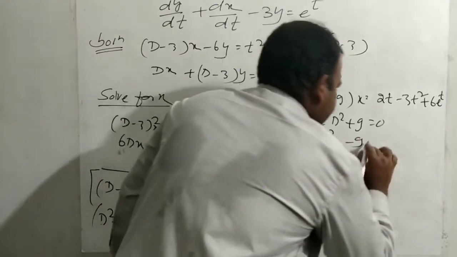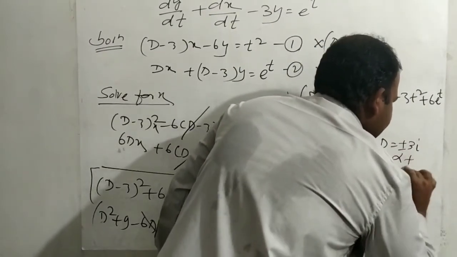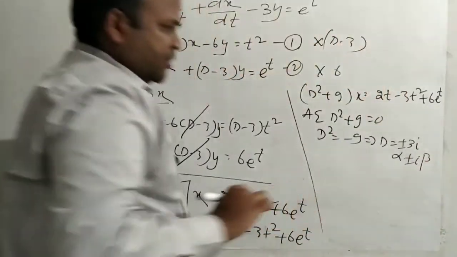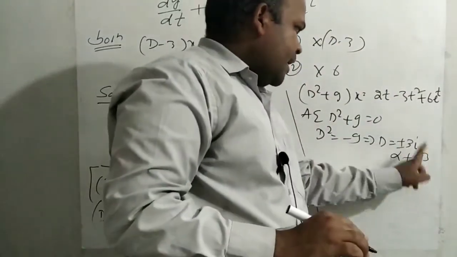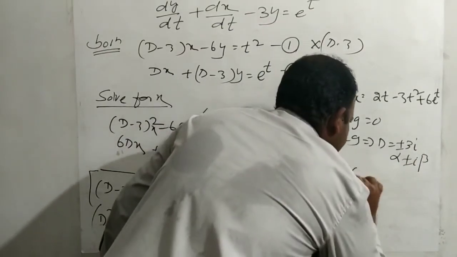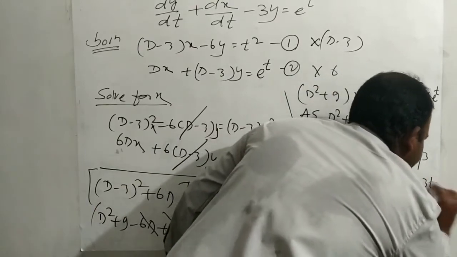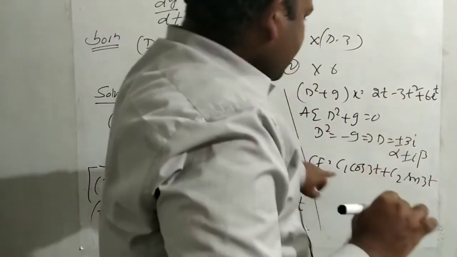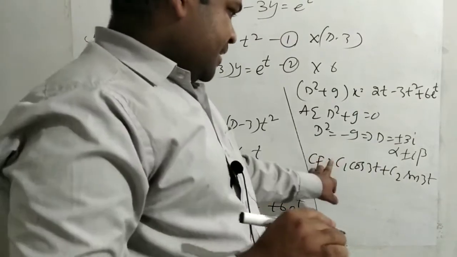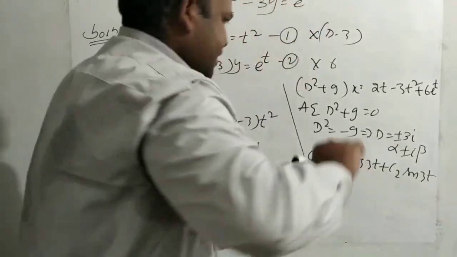The auxiliary equation is d square plus 9 equals 0, d square equals minus 9, and d equals plus or minus 3i. This is alpha plus or minus i beta, alpha equals 0 and beta equals 3. So that is CF equals C1 cos 3t plus C2 sin 3t, because alpha equals 0, e raised to alpha t is e raised to 0, that is 1.